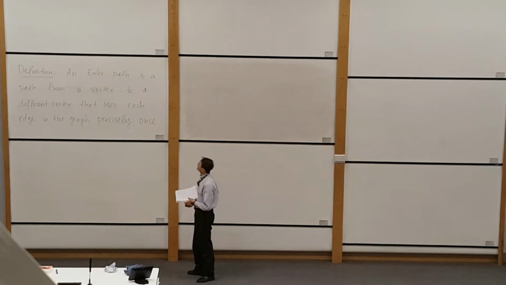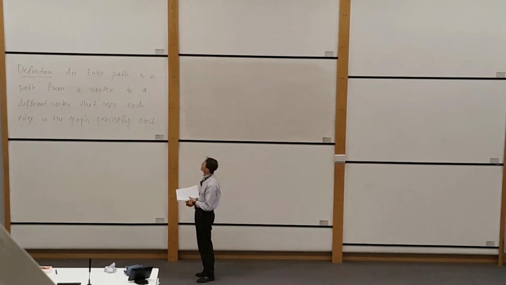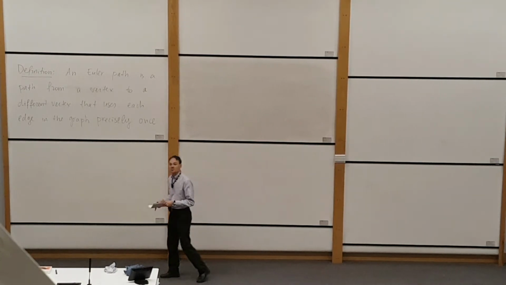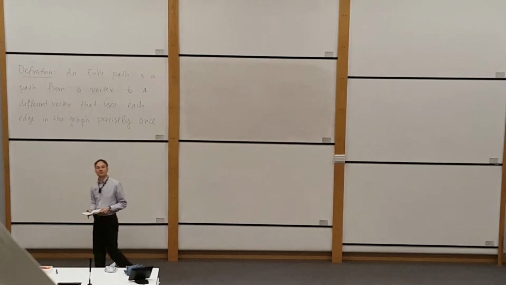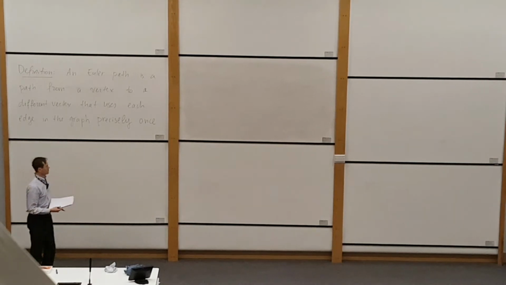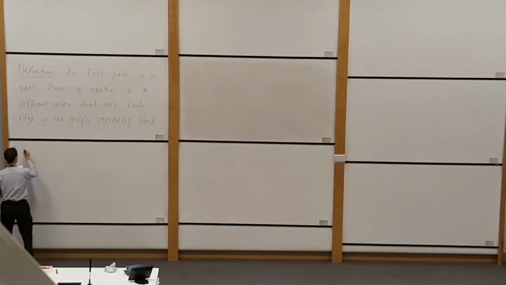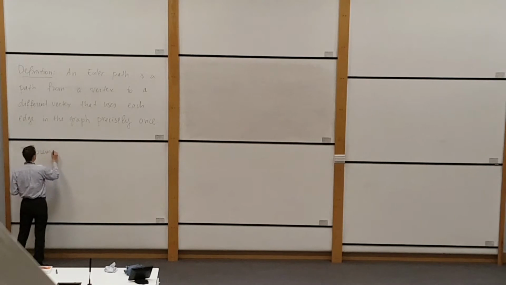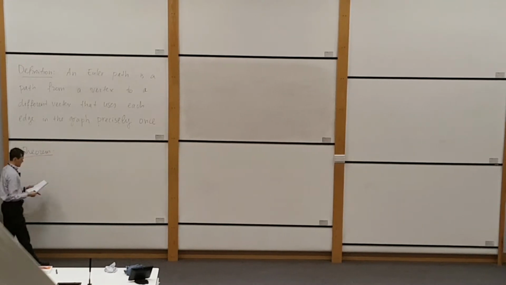Now, it's not hard to find the necessary and sufficient conditions for such a path to exist. So we'll formulate this necessary and sufficient condition as a theorem. And the theorem says that there is an Euler path from vertex A to vertex B if and only if A and B are the only two vertices of odd degree.